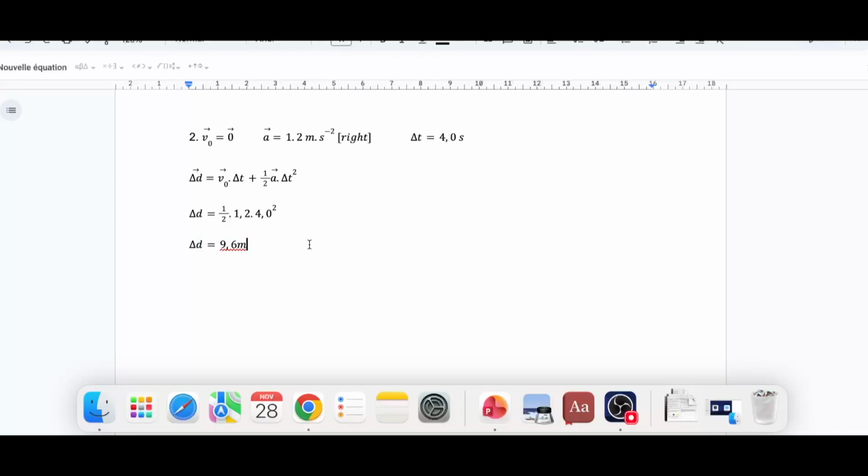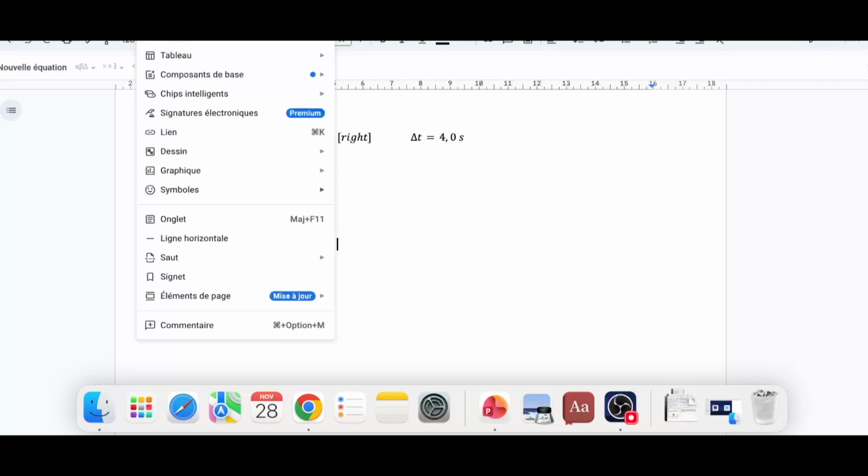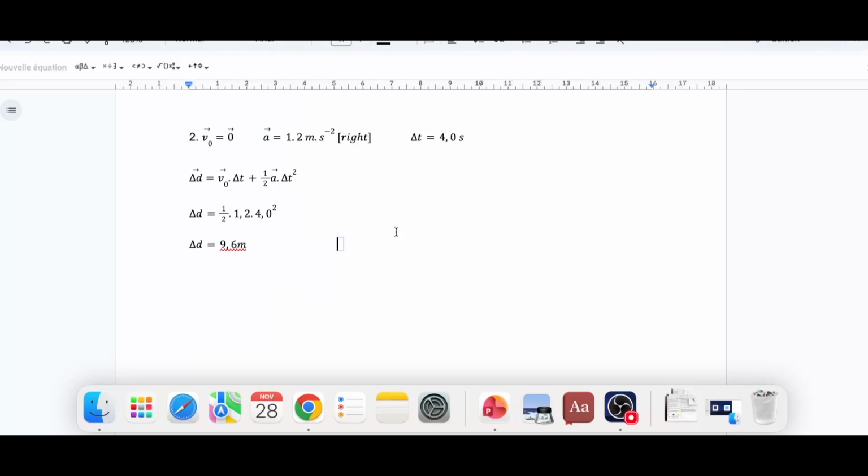Of course, we can give this answer as a vector. And as a vector, it would give distance traveled vectorially equals 9.6 meters towards the right. You can also answer east if you want to.